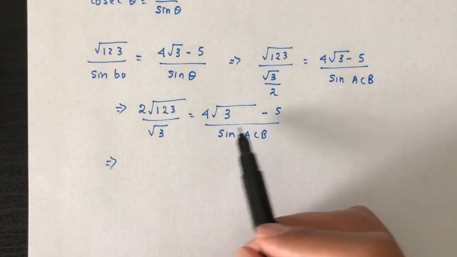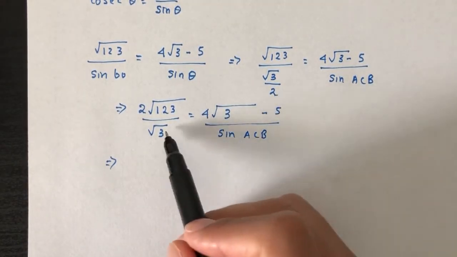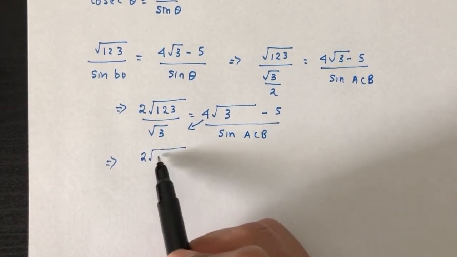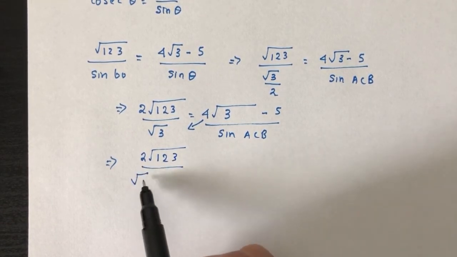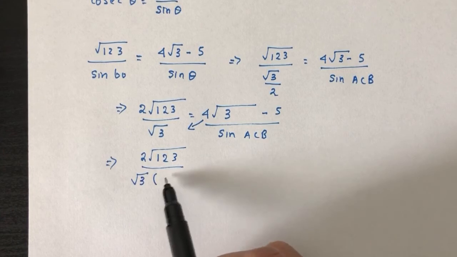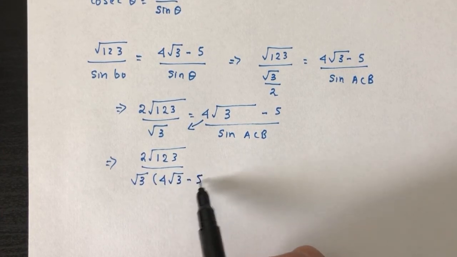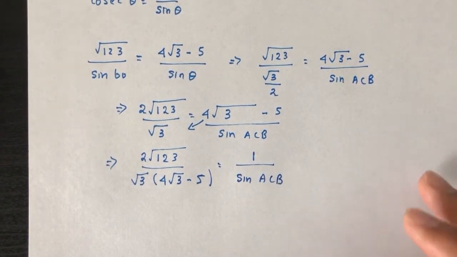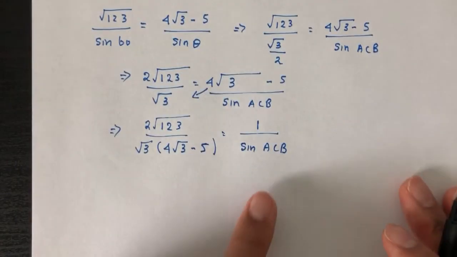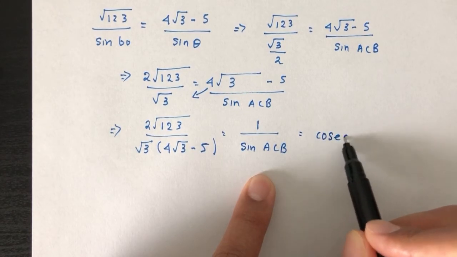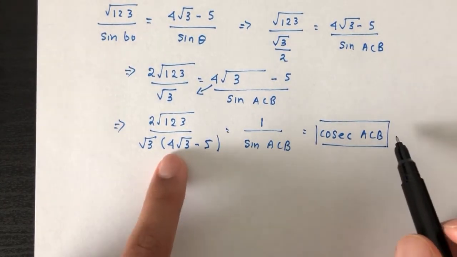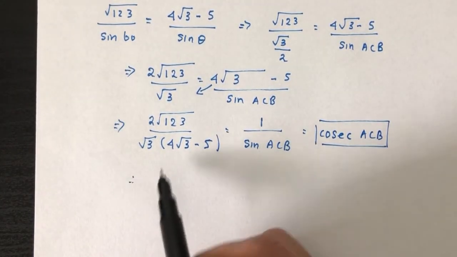And then from this, what can we do? We can actually put this down here, send this down. So if you send this down, this becomes 2 root 123, square root of 3 times 4, this minus 5, equal to 1 over sine ACB. So as we have seen here, 1 over sine is actually cosec. So basically this is cosec of ACB. So this is where we want this to be, and then we only have to simplify this side. So let's do that.